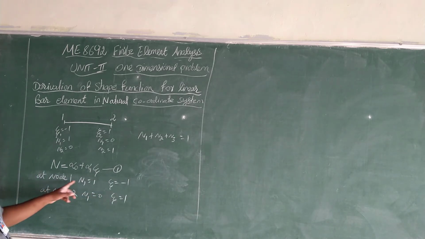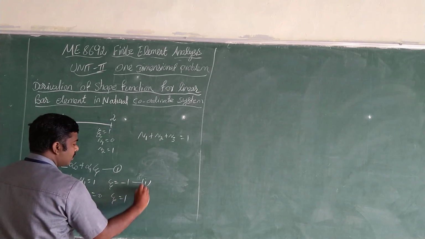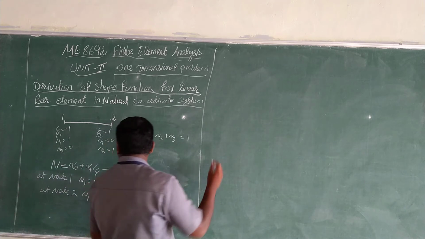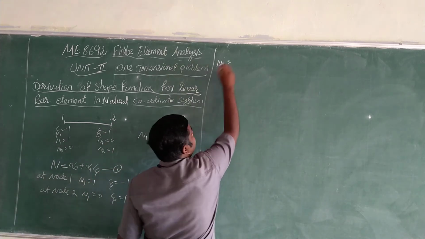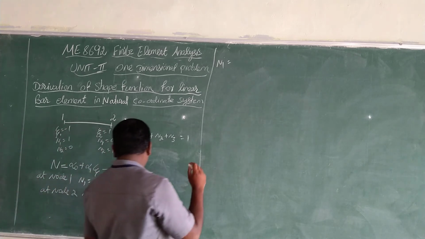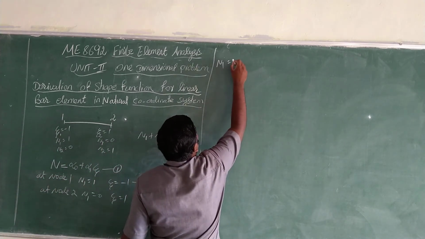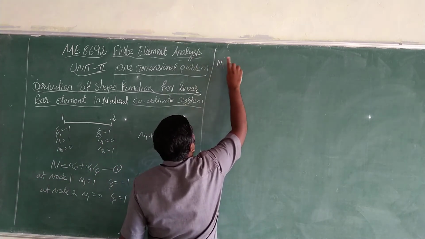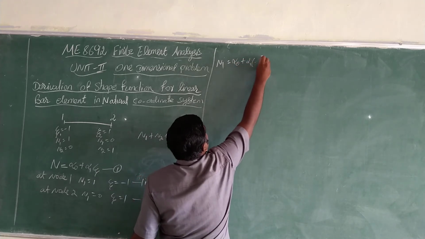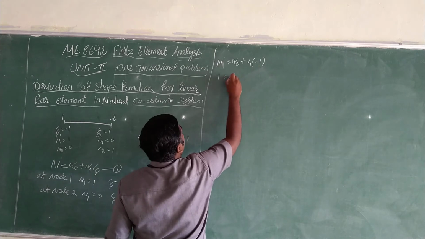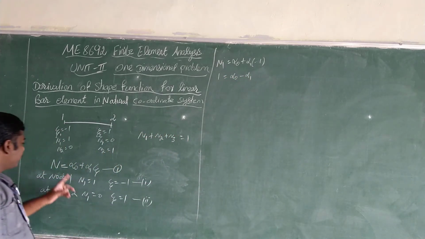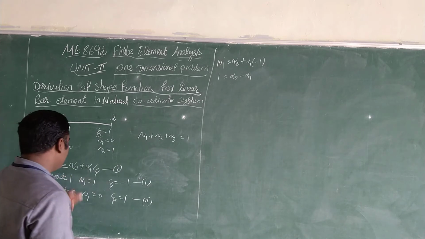So we consider this as boundary condition 1, this as boundary condition 2. Apply boundary condition 1 in equation 1. So therefore n1 equal to alpha naught plus alpha 1 psi, psi equal to minus 1. Therefore n1 equal to alpha naught plus alpha 1 times minus 1. Therefore n1 equal to 1, 1 equal to alpha naught minus alpha 1.